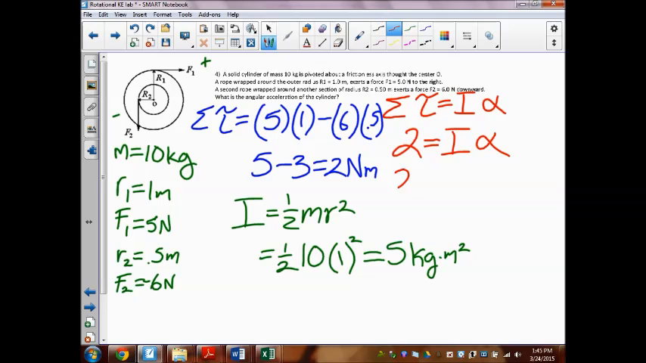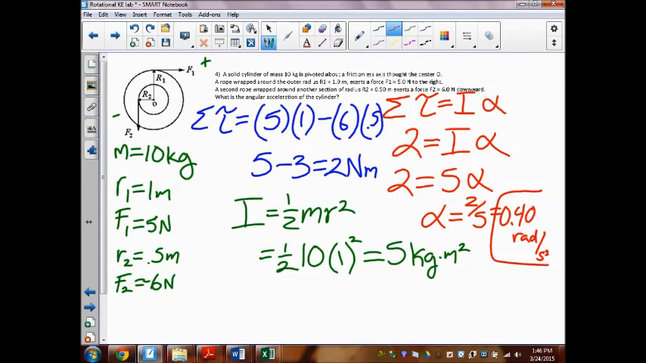Fantastic. Now I can just take that number and stick it up into my equation with the net torque that I already found and determine my angular acceleration. So you can see it's just going to be 2/5 radians per second squared, but if we divide that out, we end up with 0.40 radians per second squared. All right, so that's it for problem number 4. Let's try another.